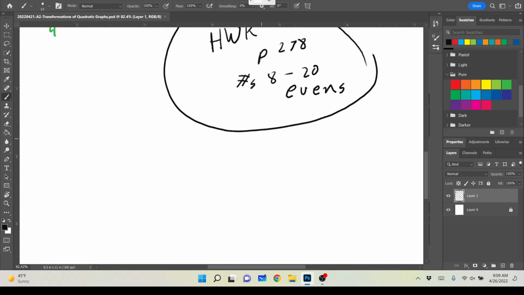Number 12 is y equals -3 times x minus 2 squared plus 2. 14 is y equals 2 times x minus 1 squared minus 5. 16 is y equals x minus 2 squared plus 5. 18 is y equals x minus 6 squared.